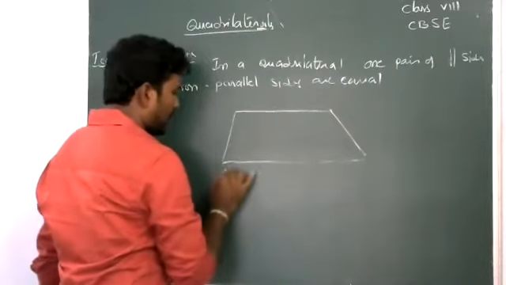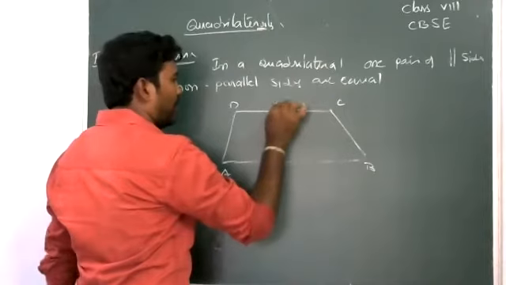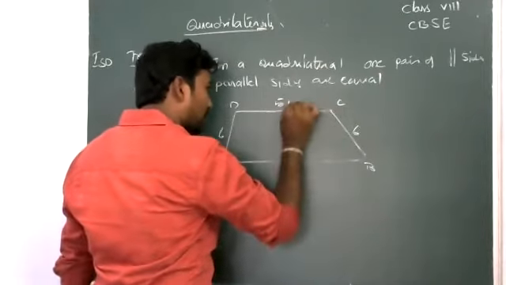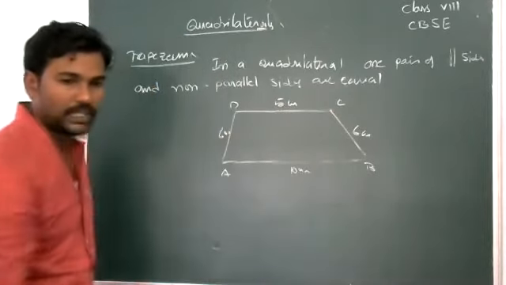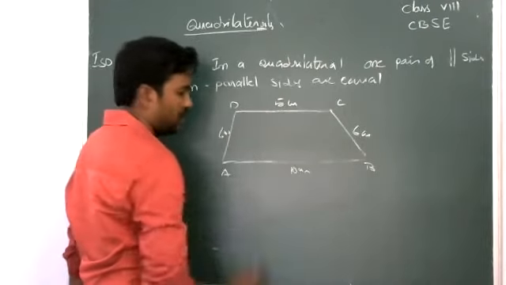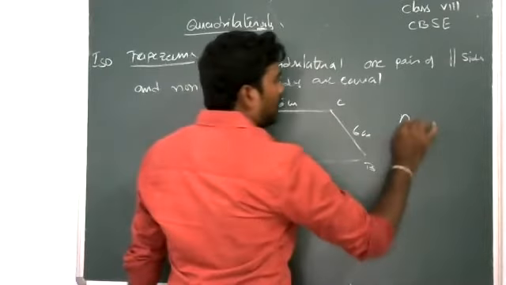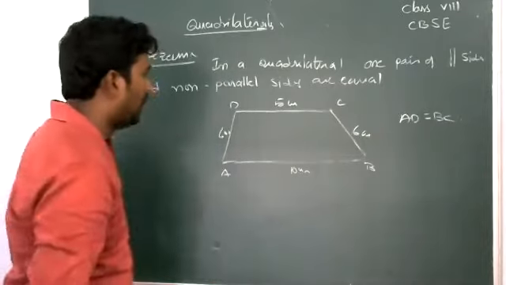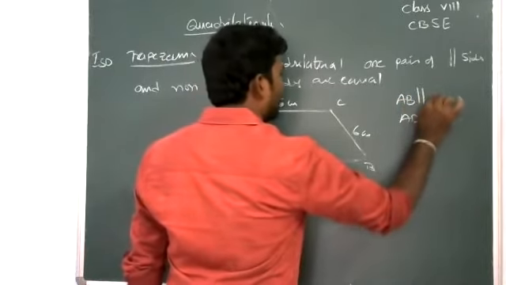So this is A, B, C, D. This one is 5, this one is 10, this one is 6, and this one is 6 centimeters. Here you can see the non-parallel sides. These two are non-parallel sides. AB and BC are non-parallel sides. Here you can write AB equals BC, and AB parallel to DC.